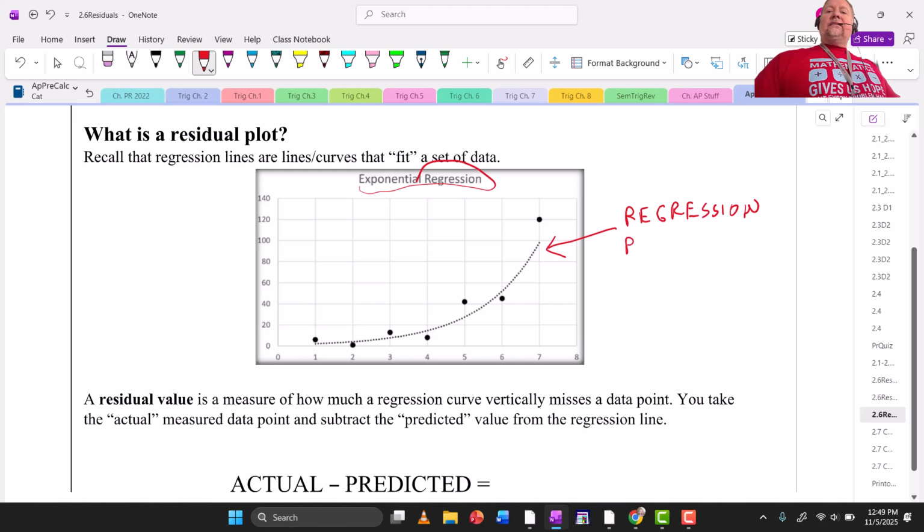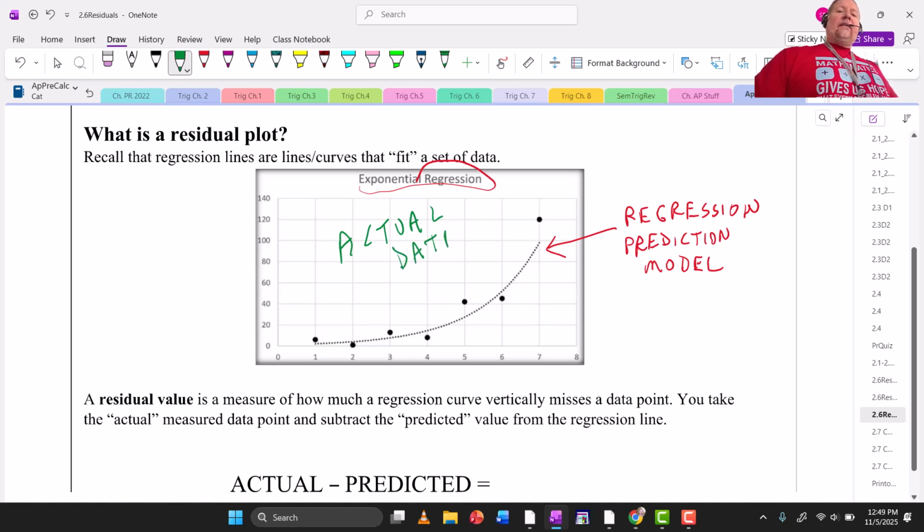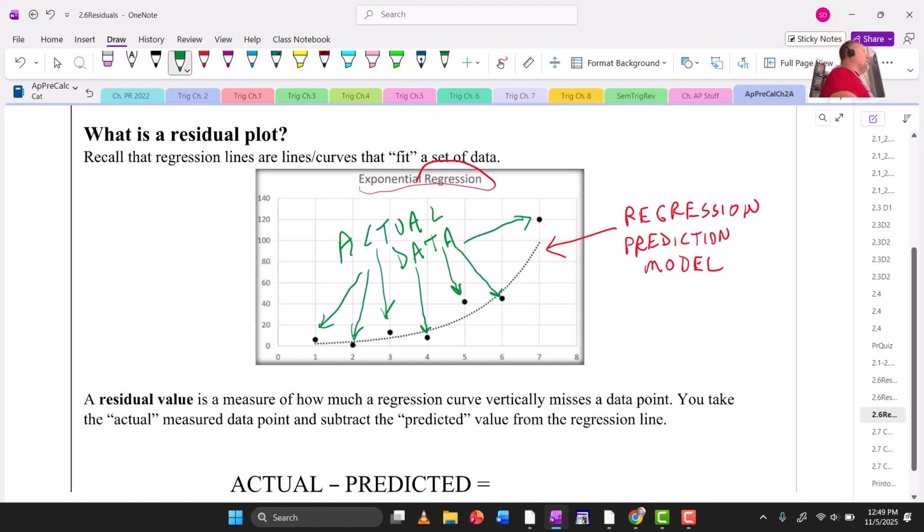But what we're going to call it is the prediction model. And I should have maybe been saying that all year long, because this is why we do regressions. We want to get data from the real world. If you want to change colors, fine. These points are actual data that I collected from maybe an experiment, a survey, whatever. Those are actual data values that we collected some way, shape, or form.